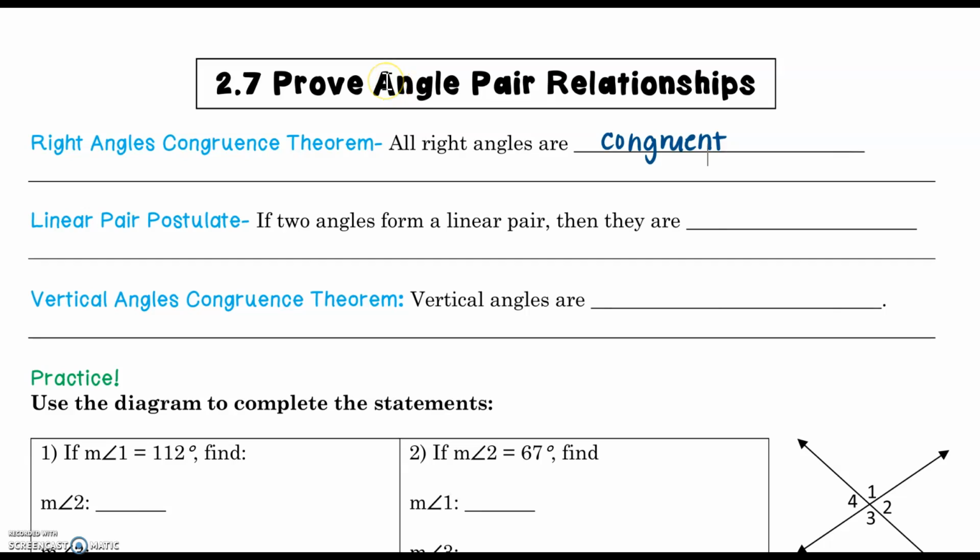The linear pair postulate. If two angles form a linear pair, then they are supplementary. So they add up to 180 degrees. So linear pair, right, they form a straight angle. The opposite rays form a line. We know that lines and straight angles measure 180 degrees, so a linear pair is supplementary. And then the vertical angles congruence theorem, all vertical angles are congruent. So all vertical angles have the same measure.